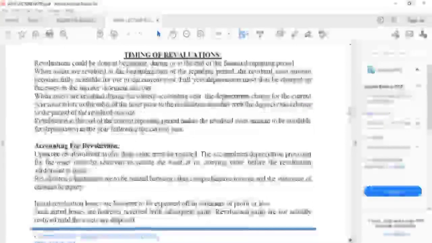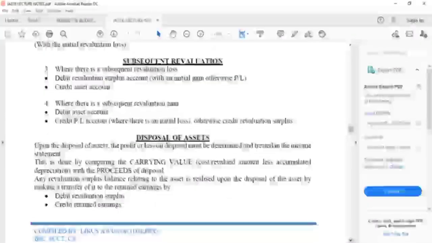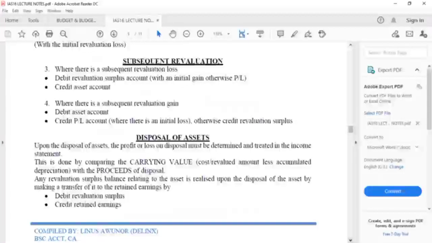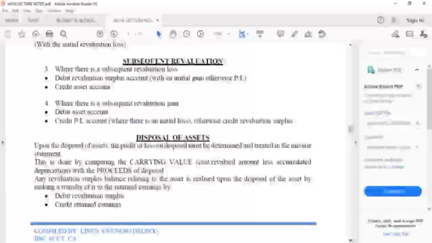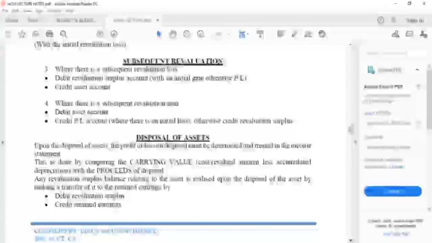Okay. I have spoken about the initial accounting entries and subsequent revaluation. Disposal of assets. What you have to do is that you look for the carrying value of the asset at the date of disposal and you compare it with the proceeds. If the carrying value is 90,000 and you sold the asset for 100,000, it means that you are making a profit of what? That 10,000. If the carrying value is 100,000 and you sold it for 90,000, it means that you are making a loss of what? A loss on the sale.